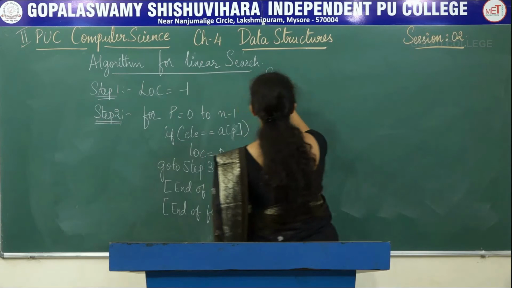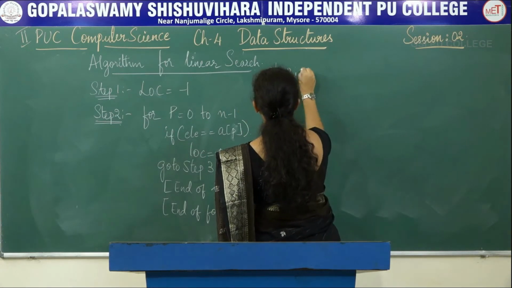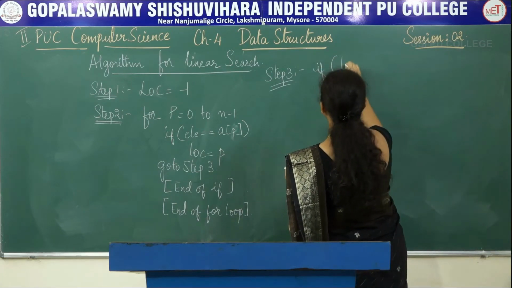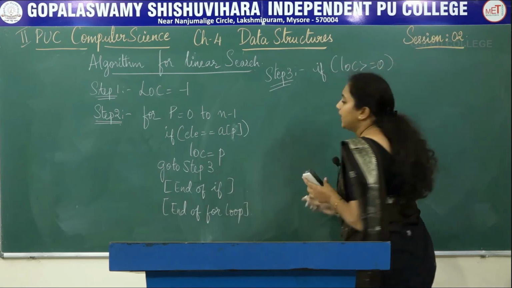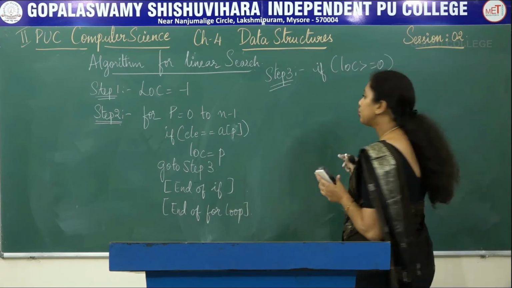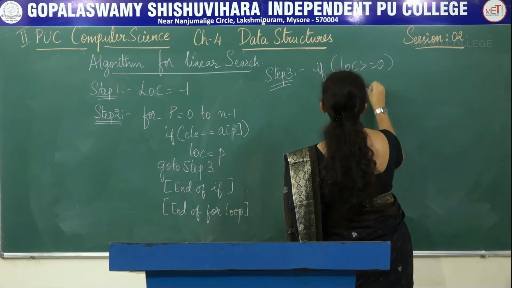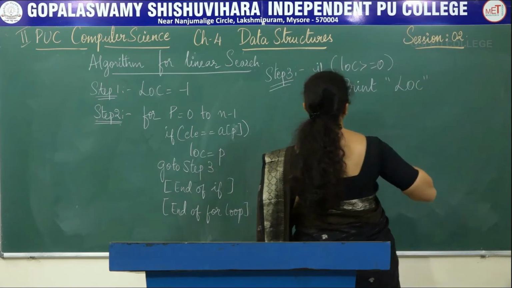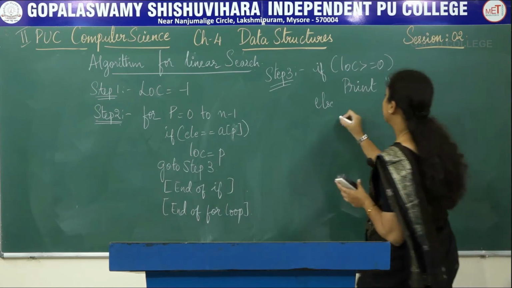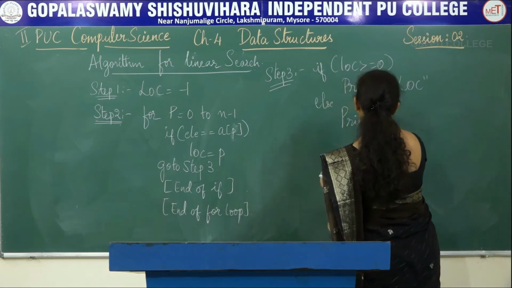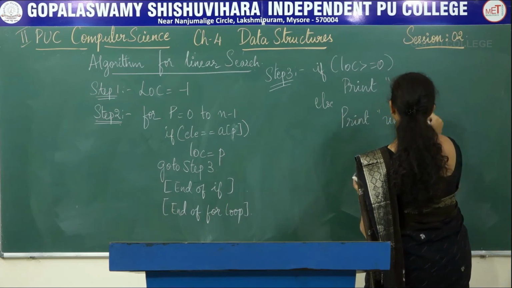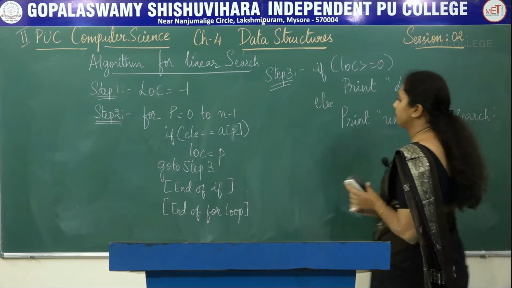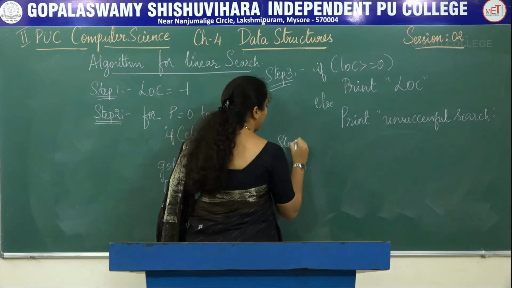What is step 3? If the location is greater than 0, we have to print the location of the element. Else, we have to print that it is an unsuccessful search. Step 4, exit.